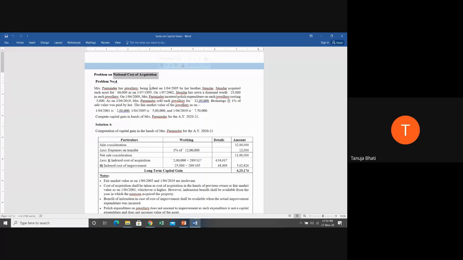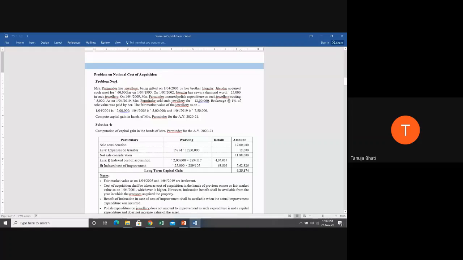In notional cost of acquisition, we do not take the actual cost of acquisition to the current owner, but we take the cost of acquisition that the previous owner has incurred to acquire the capital asset. Is this clear? Okay. So we start problem number 4. Am I audible, students? Yes. Yes, ma'am. Okay. So we start the problem.